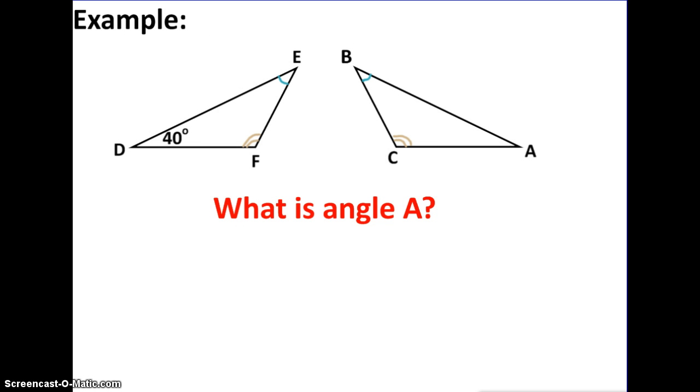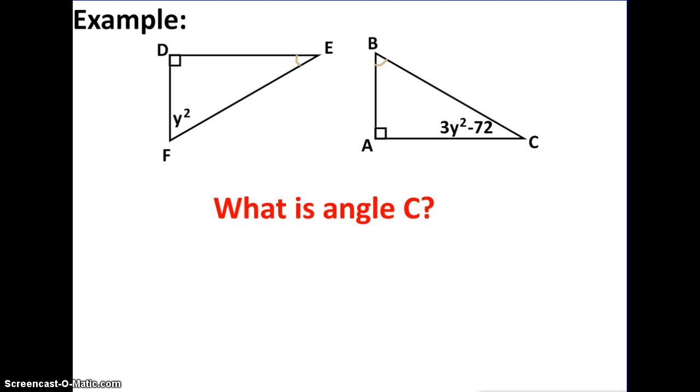Alright, so let's use that example here. What is the measure of angle A? Given that angle B is congruent to angle E, and angle F is congruent to angle C, by the third angle theorem, angle A is 40 degrees.